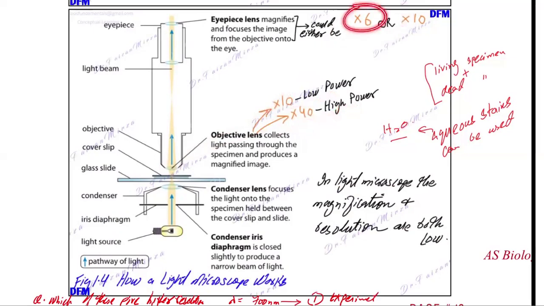For example, a 6x eyepiece together with the 10x low power objective will magnify the image up to 60 times. Similarly, if you are using an eyepiece of 10x magnification with the high power objective, this will magnify your image by 400 times. You should be able to connect with this: your magnification in a light microscope is a multiple of both lenses, the eyepiece lens and the objective lens. Just beneath the objective lens, you have your cover slip, and below the cover slip, you have your specimen. The specimen is placed on the glass slide, and the glass slide is placed on the stage.